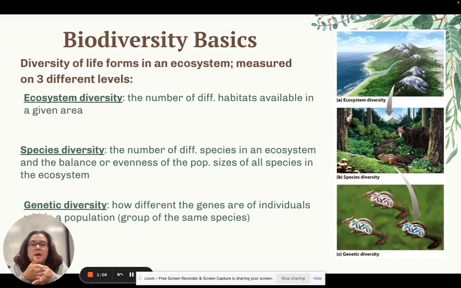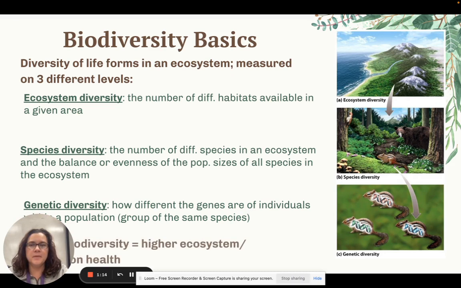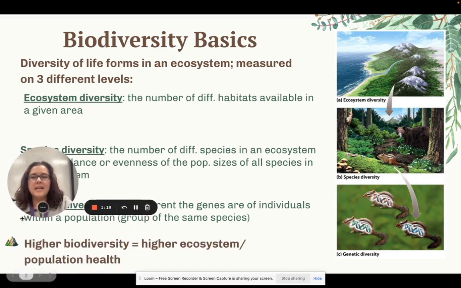So now we've gone down even smaller. We look inside one of the species that we find, and we look at how similar or different the genes of that particular species are. So those are the 3 different levels. In any of these, the higher the biodiversity, the higher the ecosystem or population health. Biodiversity is a good thing. The more of it we have, the more resilient an ecosystem or a species is, the better off it's going to be.